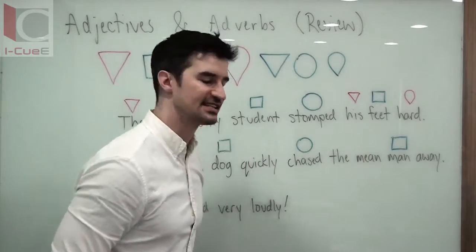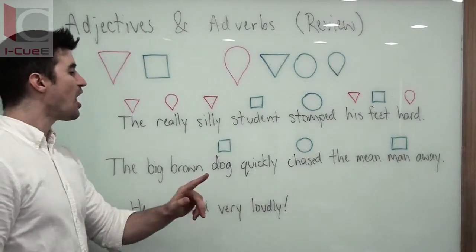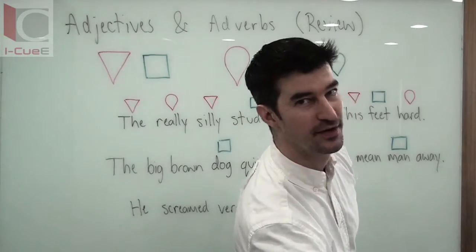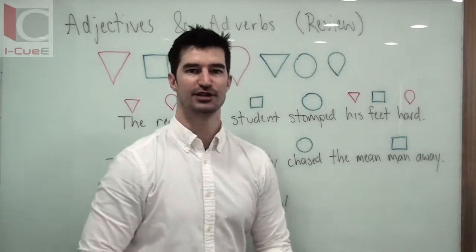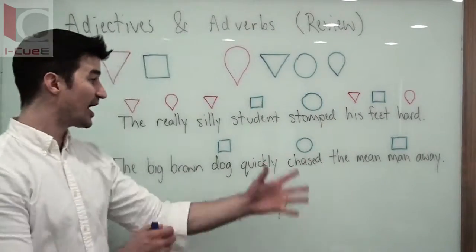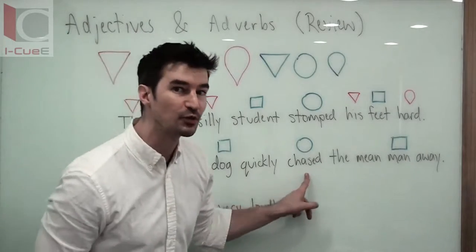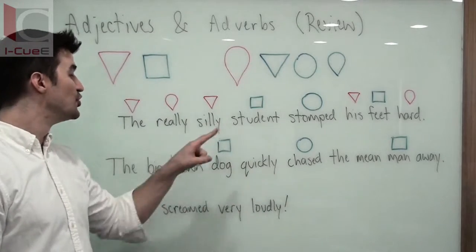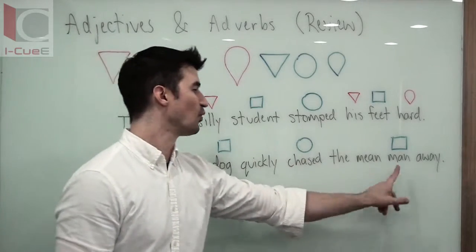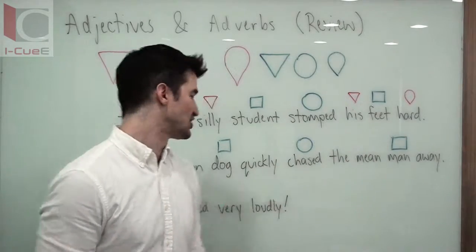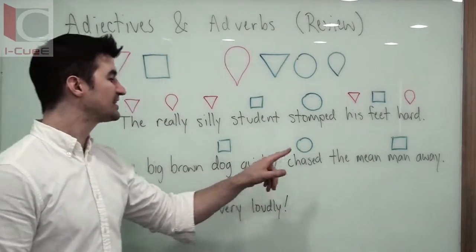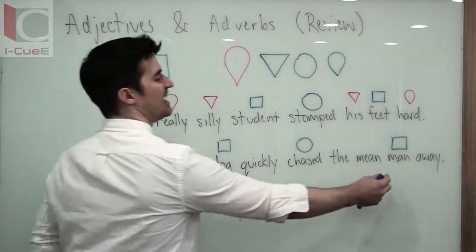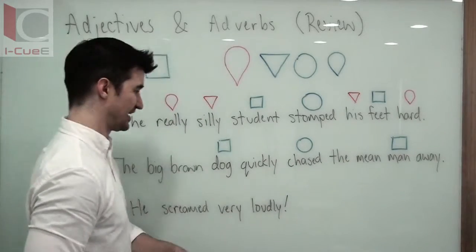Let's look at sentence number 2. The big brown dog quickly chased the mean man away. Now, you have a little bit of work to do because I did not fill in all the shapes here. I only gave you the verb, the most important word, and the 2 nouns. I have who did the chasing and what he chased. So we have the big brown dog quickly chased the mean man away. We have our verb, we have our subject, and we have an object. You'll learn about those later.